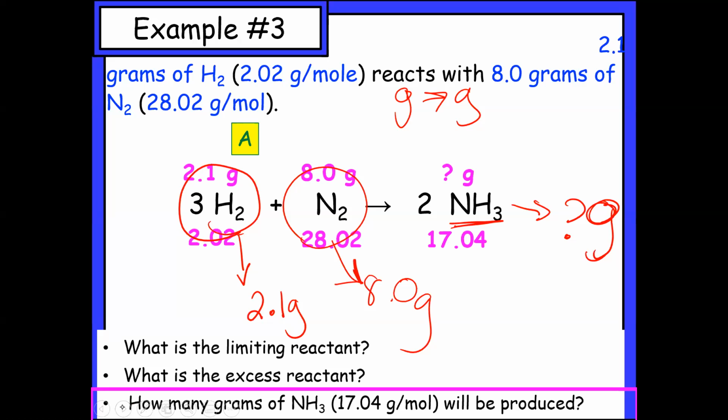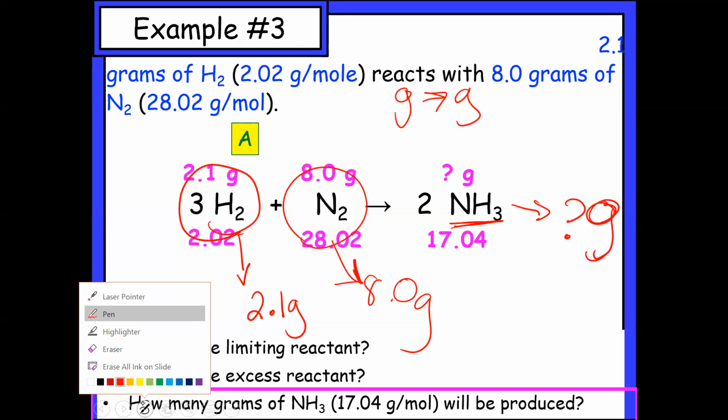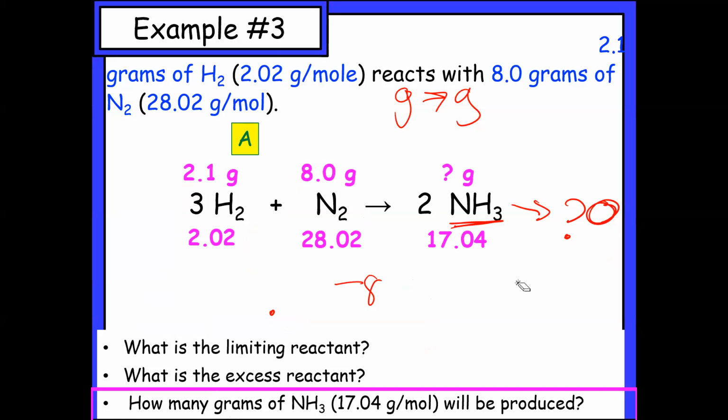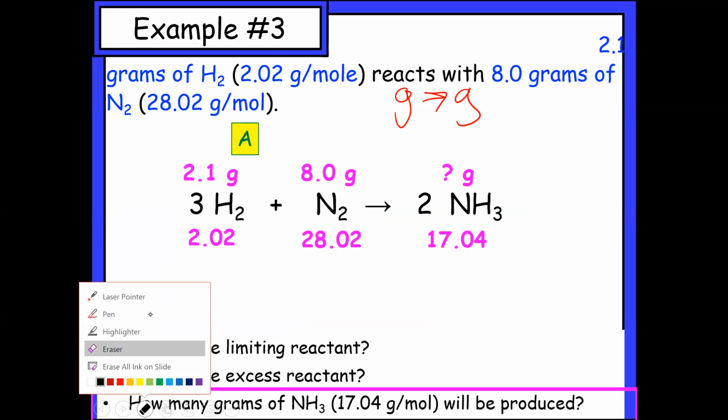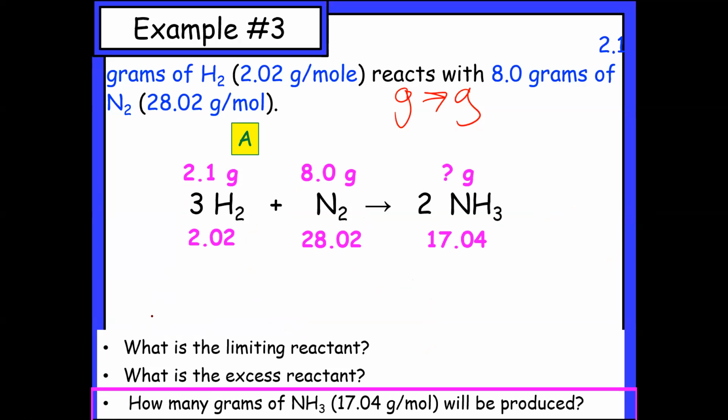Miss, where are you getting those numbers from? That is my question. That's probably why Jocelyn's confused. Maybe she's trying to explain. Okay, so these two we got it from H2. It's 2.02 grams, grams divided by mole. Exactly. And where did 8.0 grams come from? Oh, from N2. Yeah, those are the given.